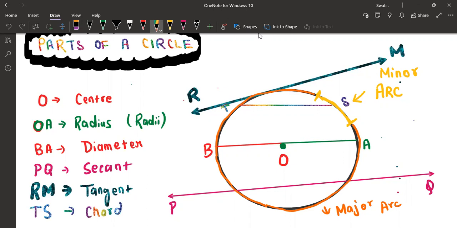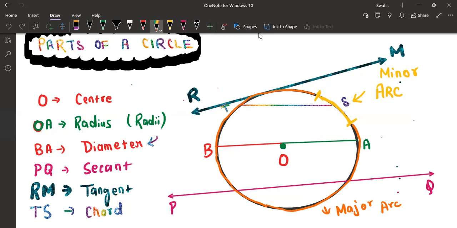Now remember that there is another thing that is very important to understand, which is this. So can you not say that BA is also a chord? Yes, BA is also a chord. In fact, BA is called the longest chord which has a name diameter. All right, because see, TS, what is TS? What is the characteristic that you can see about this line segment? That it is basically touching two points in a circle, right? Same way, BA is also doing the same thing, right?